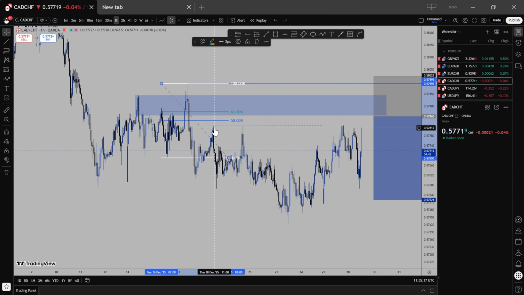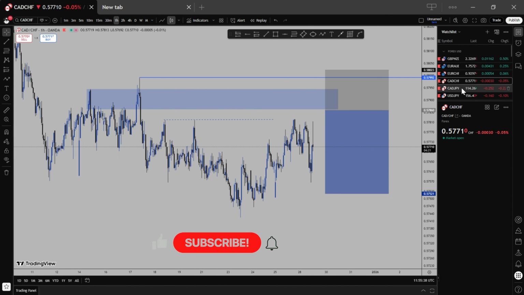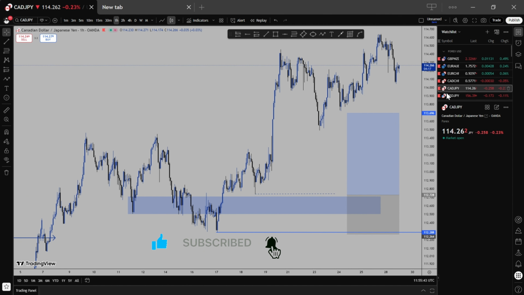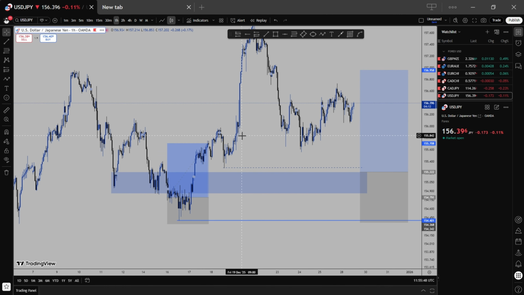Now you see, like I said, your structural liquidity should be close to your 50%, or at your 50%, or below your 50%. As you can see, this is close to my 50%. That's why I identified that as my structural liquidity. The next thing is to set your sell limit, and that's all. The next pair, I have it set up on CADJPY and USDJPY. Yeah, so that is all for that, guys.